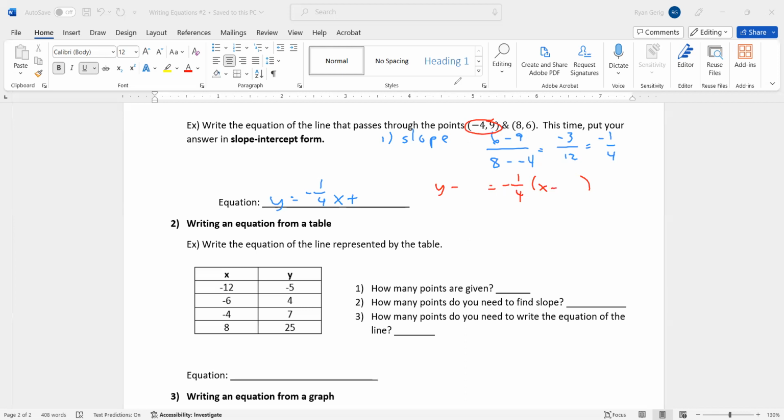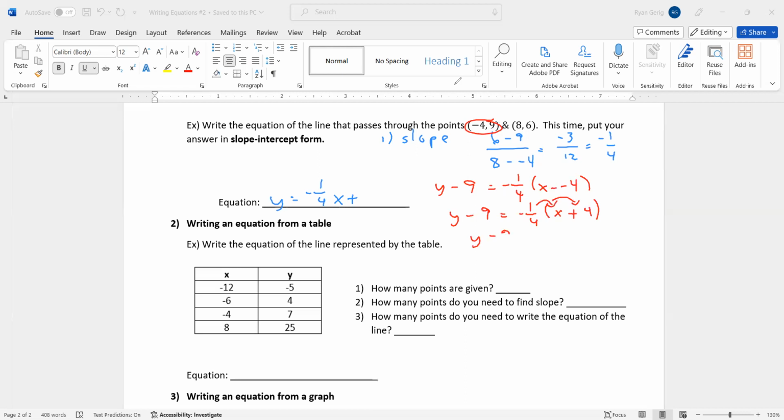So the y value goes with y. So that's 9. The x value goes with x. That's -4. I don't want to leave that as minus negative. So I'm going to rewrite this as y minus 9 equals negative 1/4 x plus 4. Now I want slope-intercept form, so I've got to distribute and then add 9.